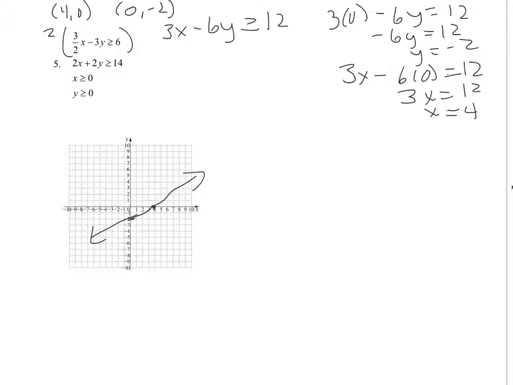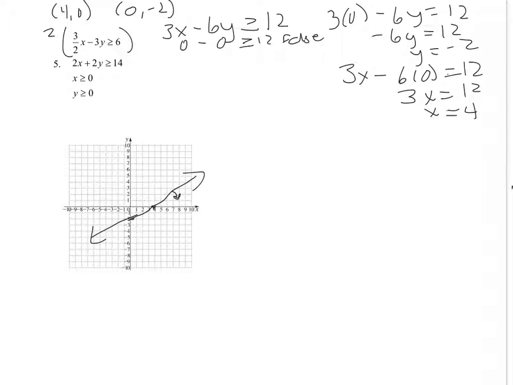Because of the or equal to, it's solid, not dashed, and I need to figure out which way to shade. If we go back and we plug in 0 and we test this, 0 minus 0 is greater than or equal to 12, that's false. So that tells me I'm going to need to shade below this line.